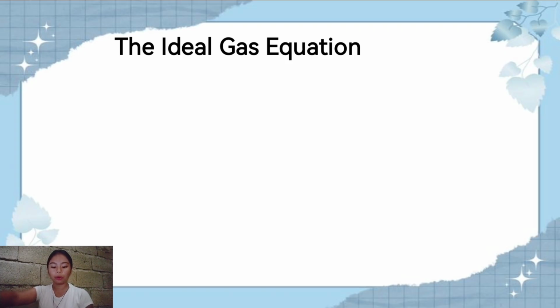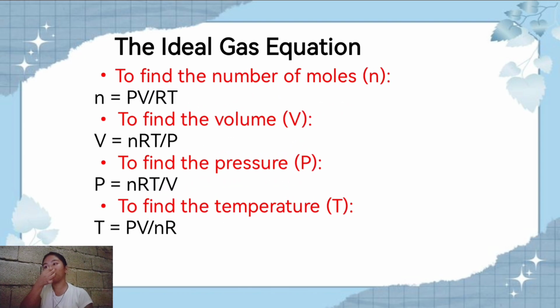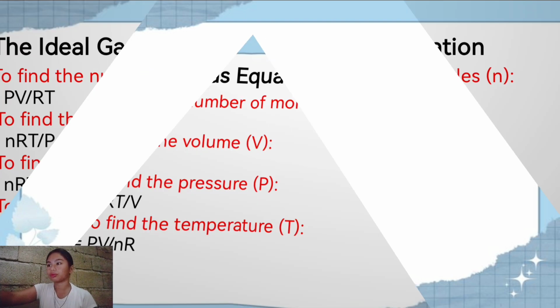So, we can rearrange the equation depending on what we need to solve. For example, to find the number of moles, we have n equals PV over RT. To find the volume, V equals nRT over P. And to find the pressure, P equals nRT over V. To find the temperature, T equals PV over nR. So basically, kanang usa ka formula, makasolve siya sa everything about gases as long as we know the correct values.